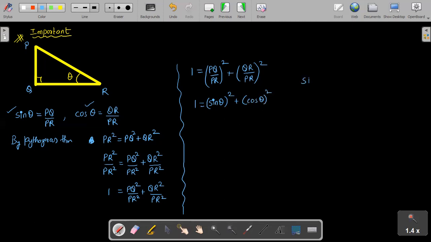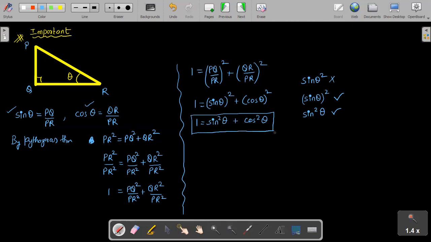Never ever write sine theta square like this. This is a wrong way of writing. You can write it either like this or like this. These are the correct ways of writing. Never write it directly with 2 on top. So I can write sine square theta plus cos square theta. This is a very important identity in trigonometric ratios. This is the first identity you are learning. In grade 10, you will learn more identities like this, and you have to remember them to solve questions.